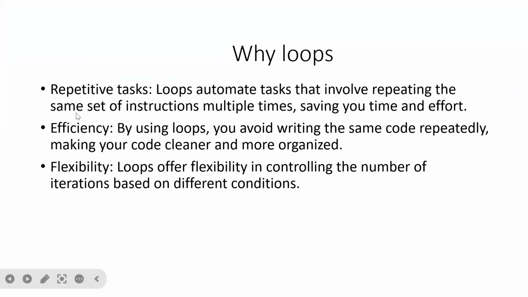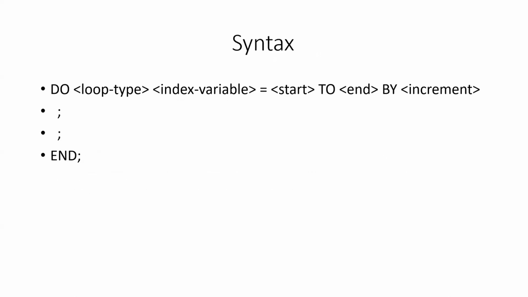Why loop? Because if you want to do any repetitive task, you can automate using a set of codes. It can save time and effort, and improve efficiency also. You can avoid writing the same code repeatedly. And flexibility: loop offers flexibility in controlling the number of iterations based on different conditions. Okay. So we will see what is the syntax for do loop.